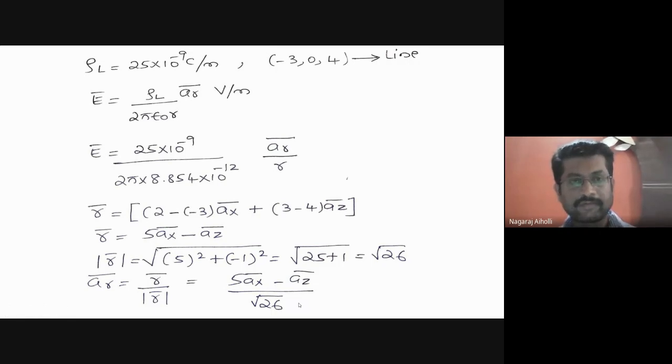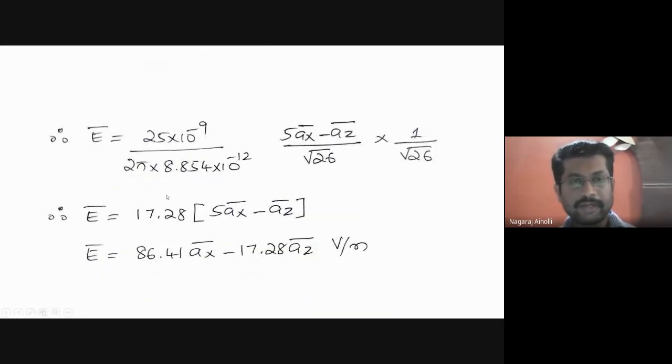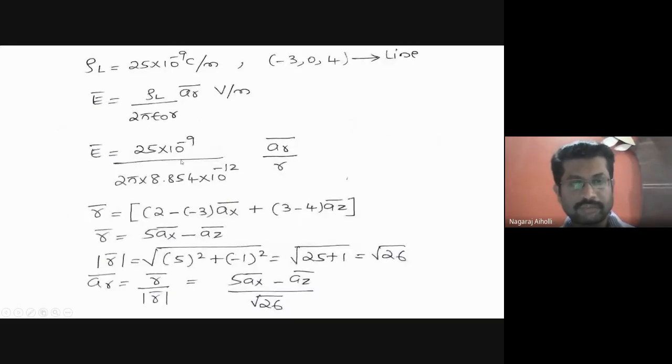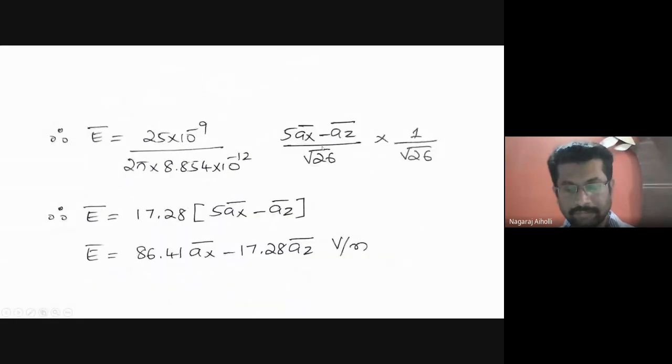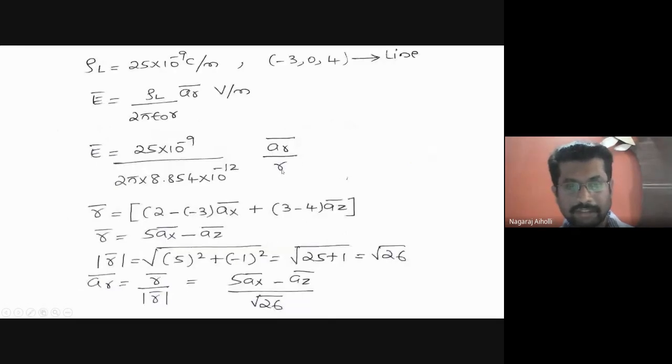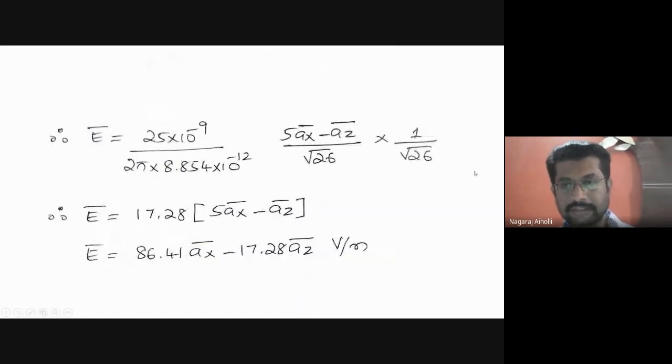We'll see. So E bar is given by 25 into 10 raised to minus 9, the same formula: 25 into 10 raised to minus 9 divided by 2 into 8.854 into 10 raised to minus 12, into this one. That is aR bar is (5aX bar minus aZ bar) divided by root 26. That again is divided by R bar vector, and the magnitude of R bar is root 26. Again this root 26 will come in the denominator.